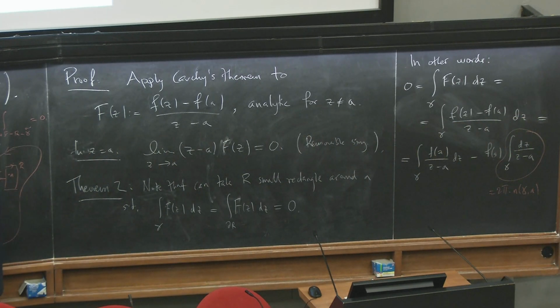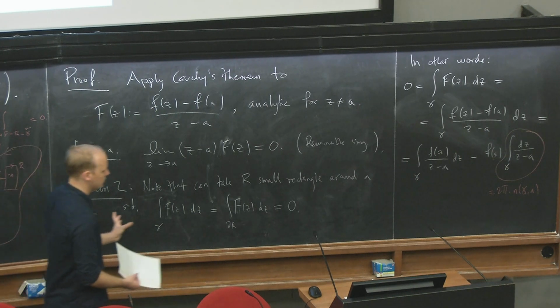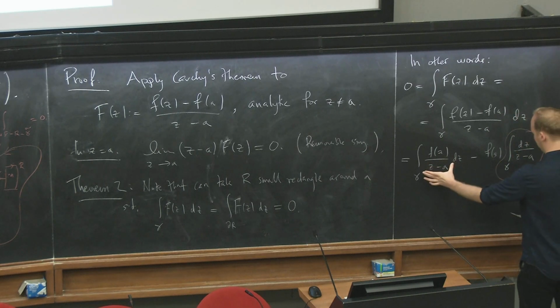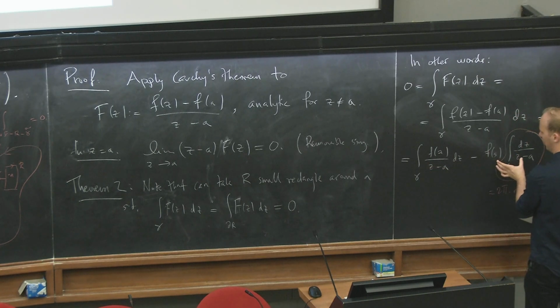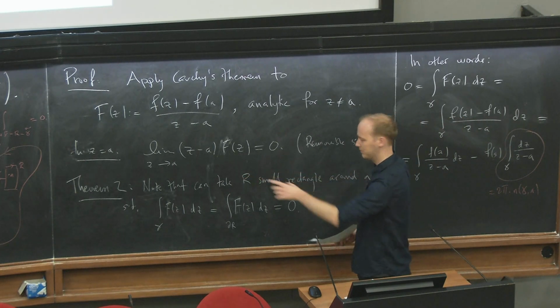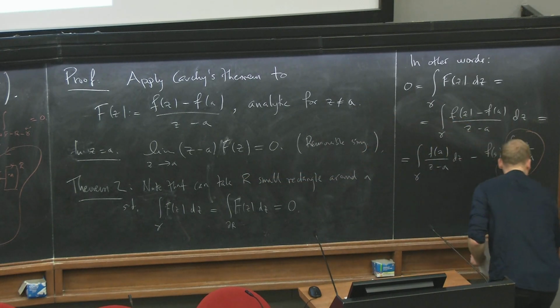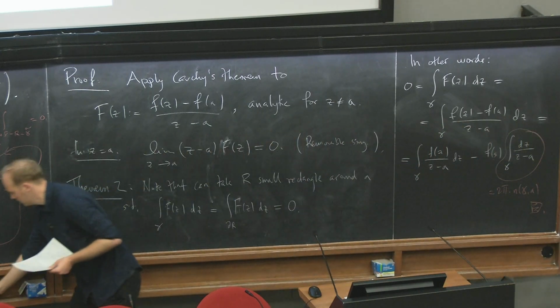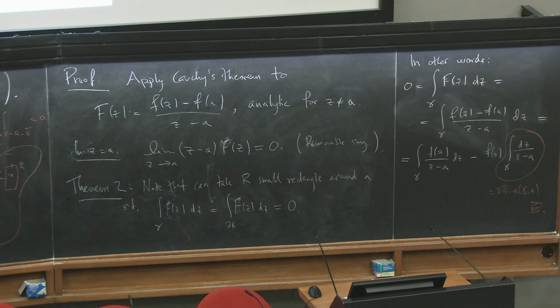Now let's just try to remember what we wanted to prove. We wanted to prove this formula, right? So 0 is equal to this minus 2 pi i n of gamma of a times f of a. So rearranging this gives exactly that. Hence we have proved Cauchy's integral formula.